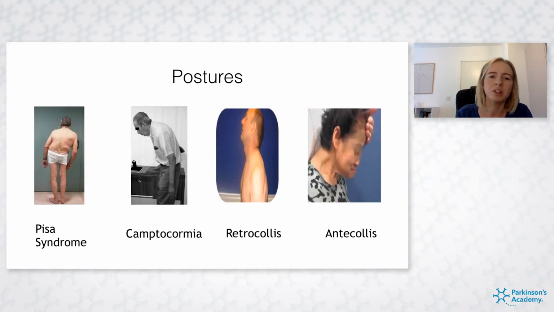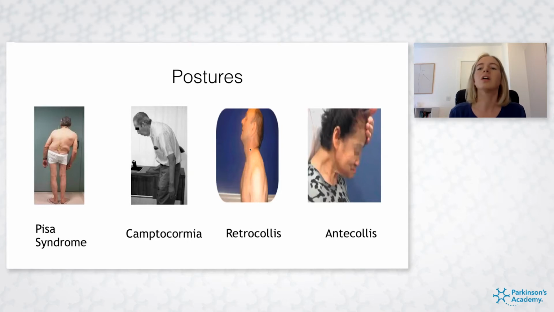Camptocormia can be a very debilitating symptom for some patients, tends to occur a bit later on in the disease course. And here you get forward flexion of the thoracolumbar spine. And according to the definition, it should be more than 45 degrees. Now, this can be difficult to treat. Some patients respond to dopaminergic therapies or Botox injections. Generally, the treatments are not very satisfactory for it. Occasionally, it can be dopamine agonist induced or worsened by dopamine agonists.